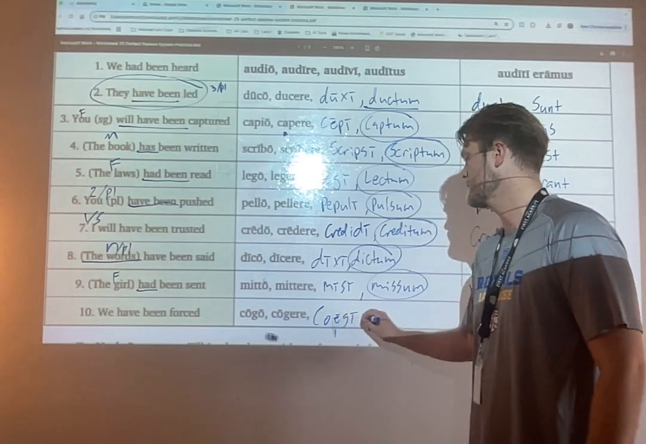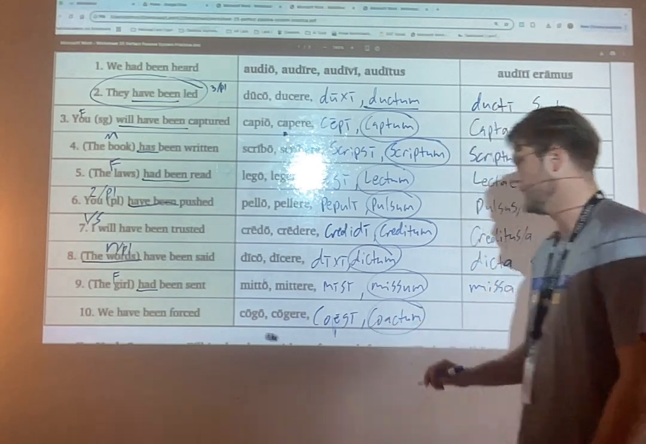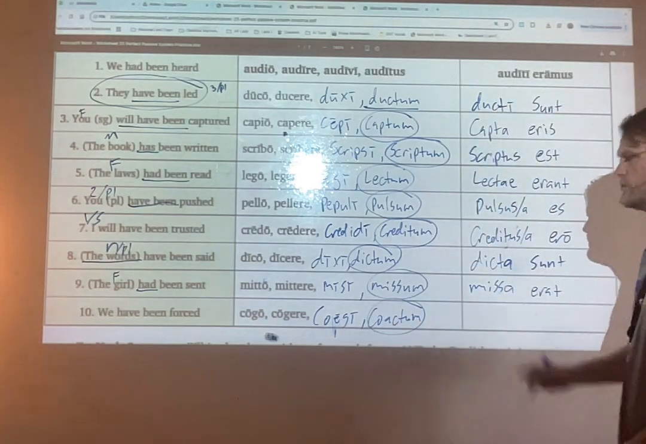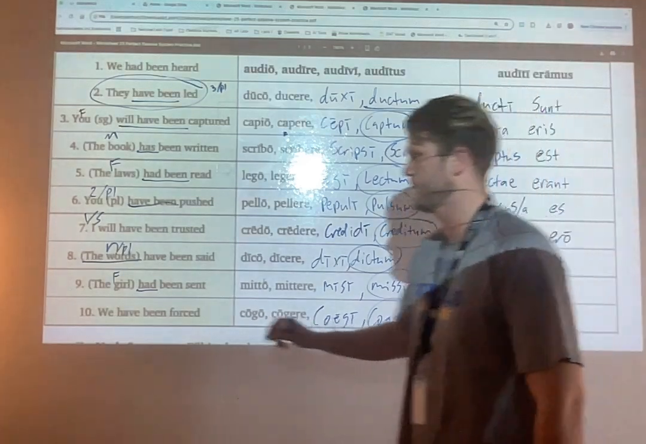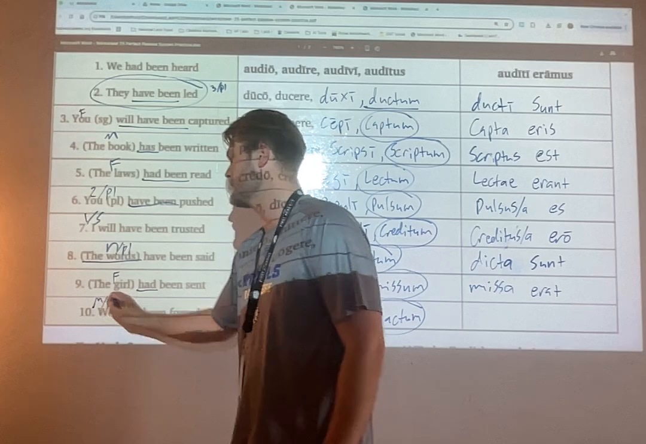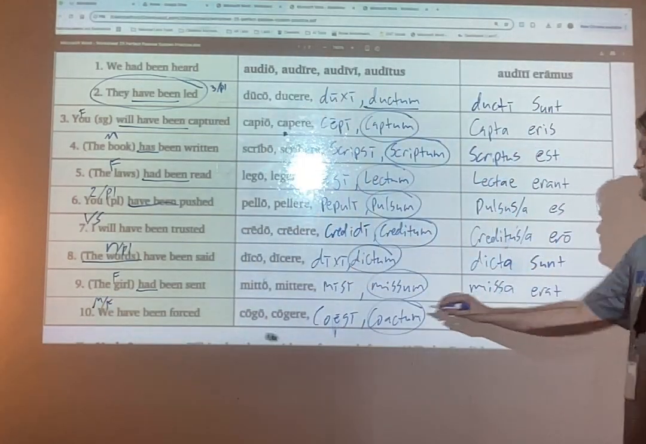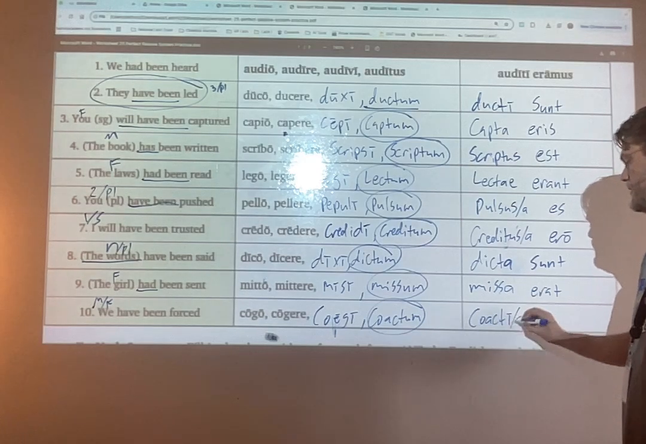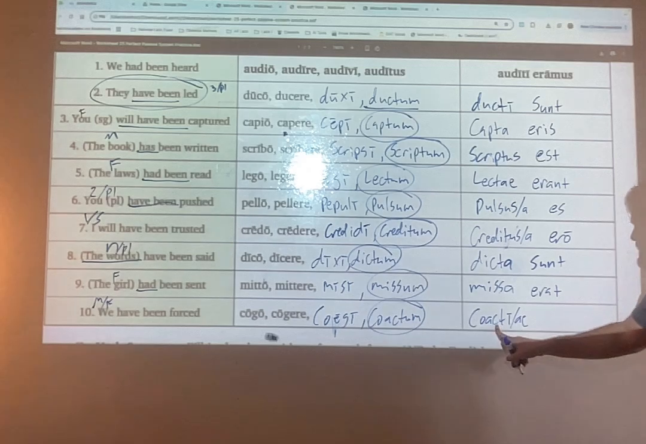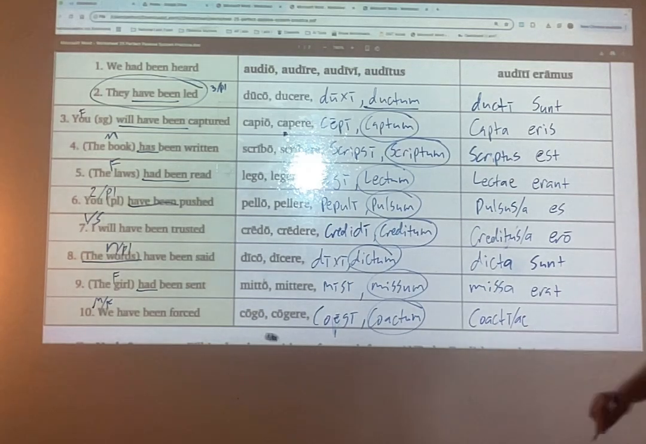Had been sent. This verb goes cogo, cogere, coegi, coactum. That means to force. We have been forced. Once again, we can be masculine or feminine, a group of people that are all girls or all boys. We need that fourth principal part, but it can't end in um anymore. It has to end in i with a macron or ae. Group of dudes, coacti. Group of girls, coactae. Have been, so that's just the perfect, sumus.